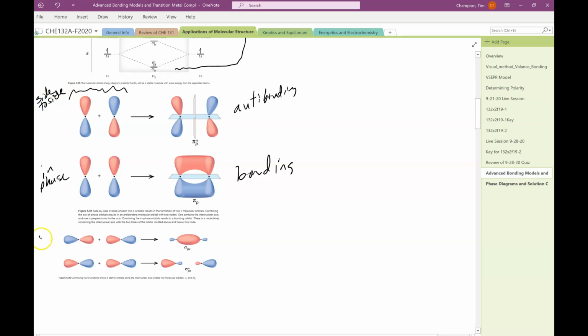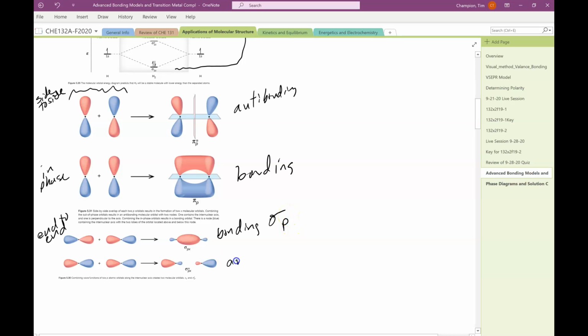And these are the end-to-end. And again, the bottom one is in phase. The top one is in phase. So that's our bonding sigma sub p orbital, which means it's a sigma orbital formed with p atomic orbitals.